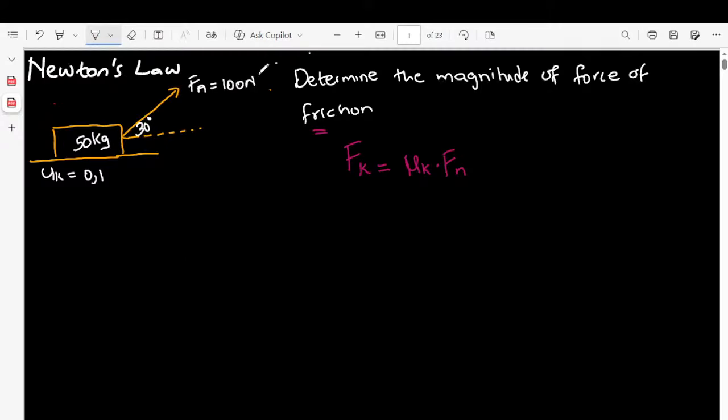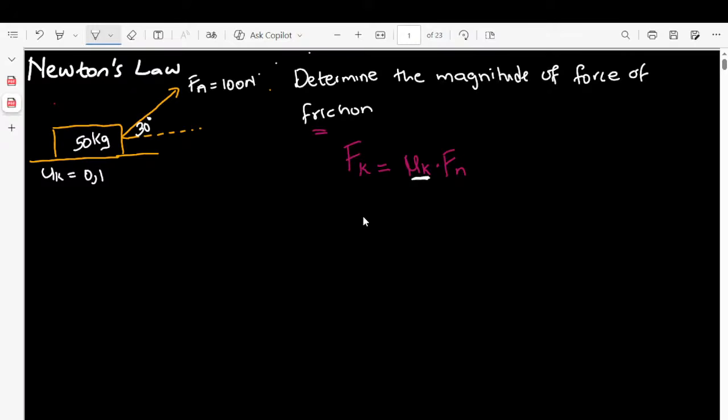So because we know that μk, the coefficient of kinetic friction, is given, it is 0.1, we just have to find the normal force. Then you need to ask yourself, what is normal force? Normal force is a vertical force. Then you need to draw a free body diagram indicating all the forces that are acting on the diagram. I hope everyone is with me on that.